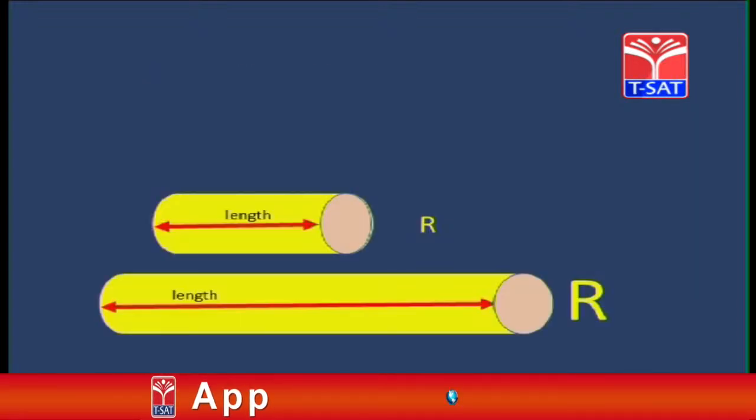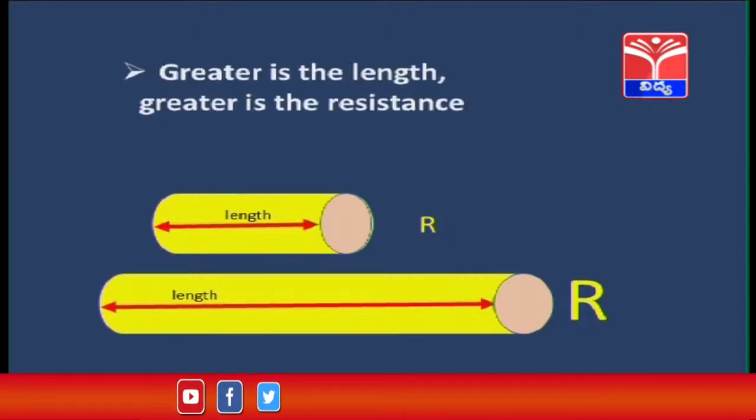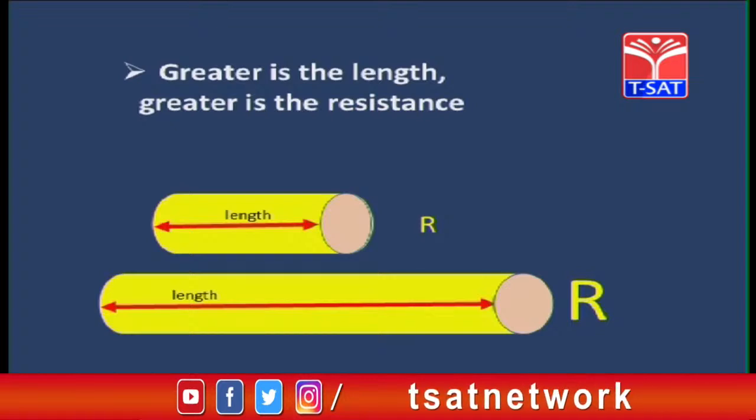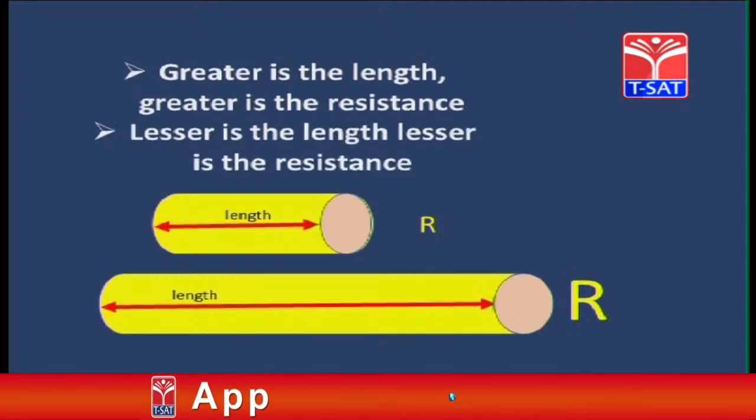So, we can see two conductors here of equal area of cross section, but different lengths. If the length is less, then the resistance is less. If the length is more, then the resistance is more. So, greater is the length, greater is the resistance. Lesser is the length, lesser is the resistance of the conductor.